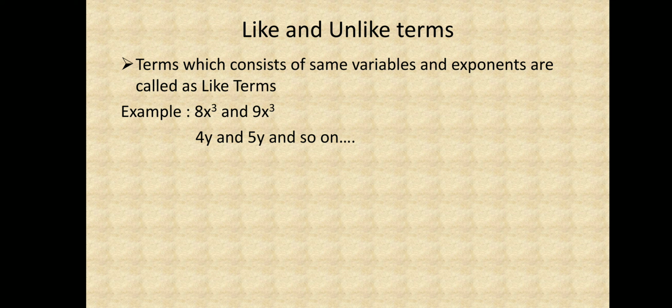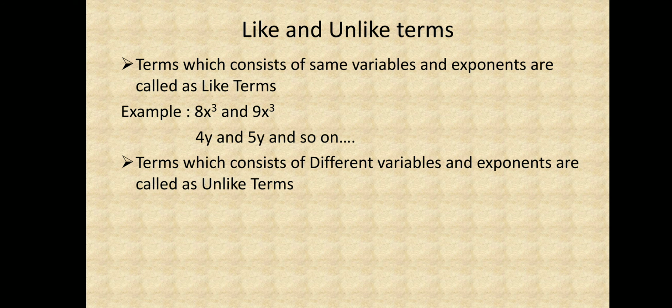If they are the same, we call them like terms. Hope you understand. Let's take one more example, 4y and 5y. You can see that the variable here is y, so the y in the first term and second term are the same. So they are like terms. Like terms are the terms which consist of the same variables and exponents. Now the next is unlike terms, which are terms that consist of different variables and exponents.